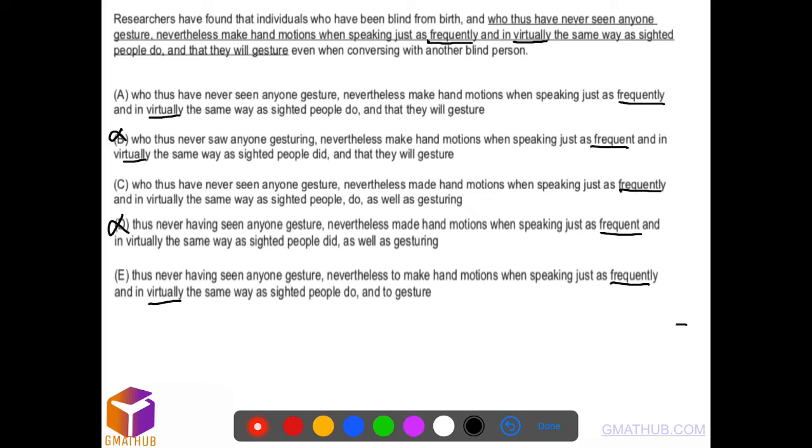Now if we read the sentence, researchers have found that individuals who have been blind from birth, and that they will gesture. Who will gesture? The people who have been blind from birth, they'll gesture. So that individuals and that they will gesture. So that they'll gesture is fine. There is no that in the others, so they're out. A is the right one.